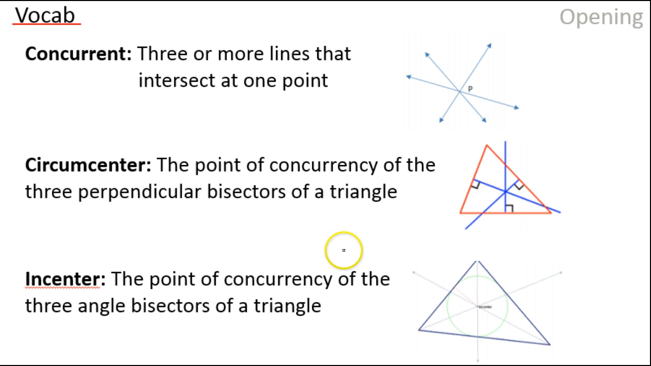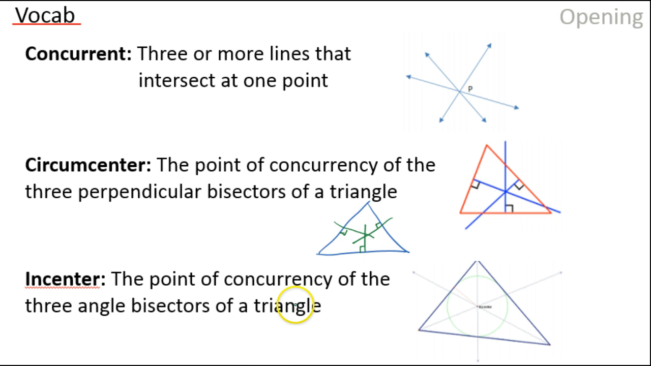So no matter what triangle I draw, if I find my perpendicular bisectors of each side of my triangle, so let's say this would be the half. If I perpendicular bisect that, I have my right angle. If I perpendicular bisect over here, here's my right angle. And if I perpendicular bisect here, there would be my right angle. They would all meet at one point. That point would be the circumcenter.